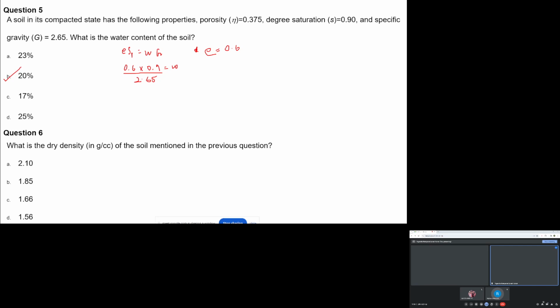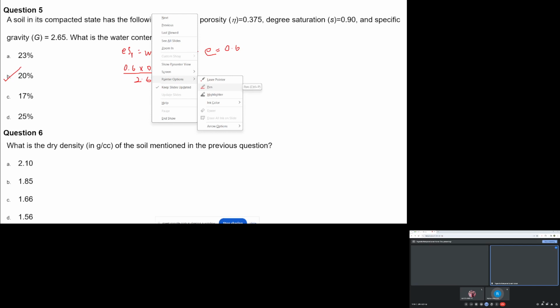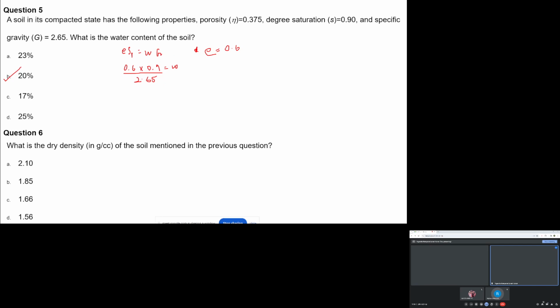Yes. So now moving to the next question. For the above given parameters, please calculate the dry density. What is the relation for dry density? Gamma D is equal to, please complete the relationship.